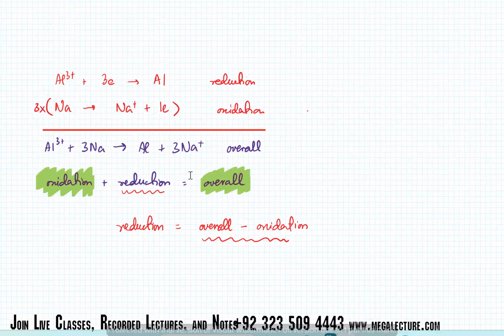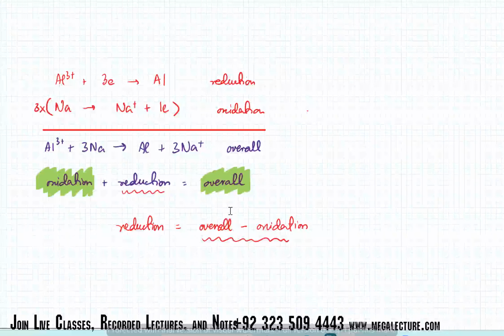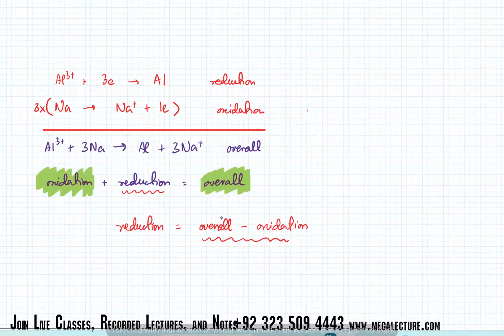But is this point clear that oxidation equation plus reduction equation is your overall equation? So if you just rearrange that, so you can get this as well. If you want to find the reduction equation, they tell you that the overall equation is given and the oxidation equation is given, so you can just go back as well. ठीक है? तो ये point clear है ना सारों को? Is this clear?